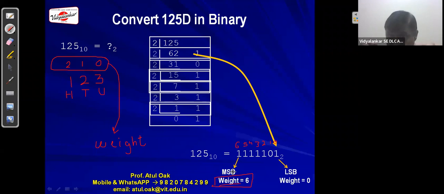So if somebody asks you after this session, what is MSB? That's the takeaway. The answer is a bit whose weight is maximum is called MSB, most significant bit. And the bit whose weight is minimum, weight equal to 0, is called LSB. These weights are the same whether you talk decimal or binary. Basically, they are numbers.